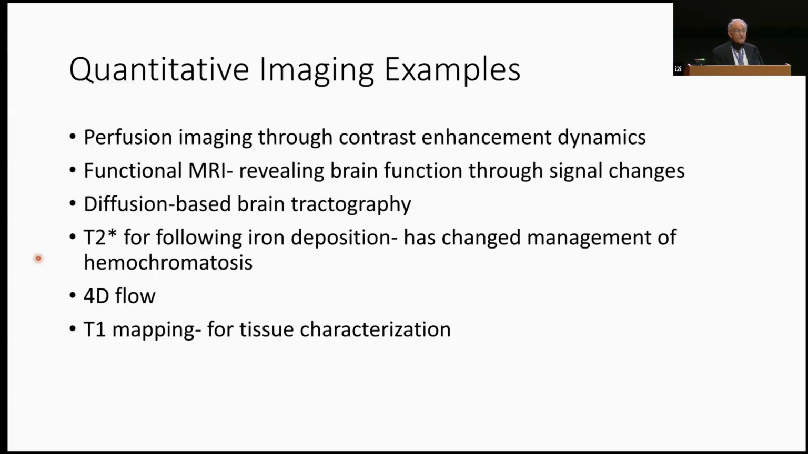T2 star is a sort of a measure of local field inhomogeneity related to iron deposition, which actually changed the clinical management of hemochromatosis patients with beta thalassemia. We can measure the state of their heart with the iron, and that can decide how to change their treatment. It's actually changed the demographics of the disease. I'll show you some other examples.